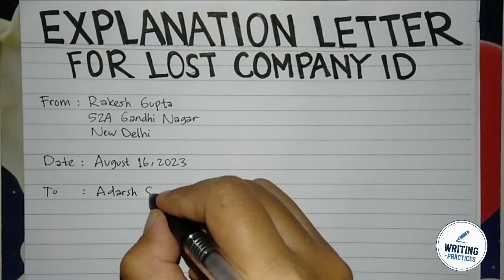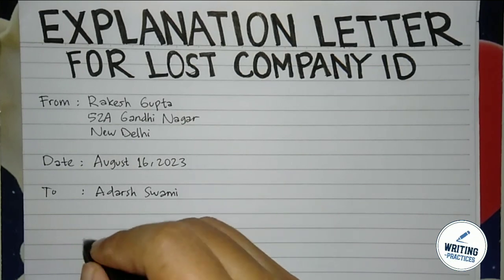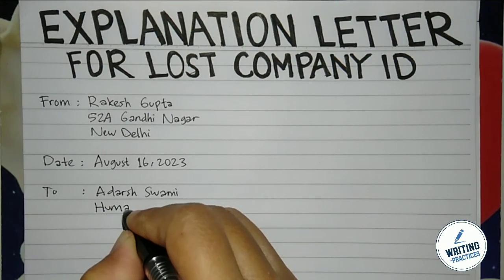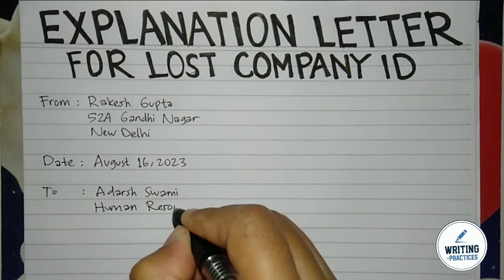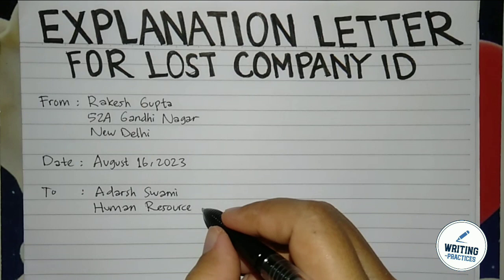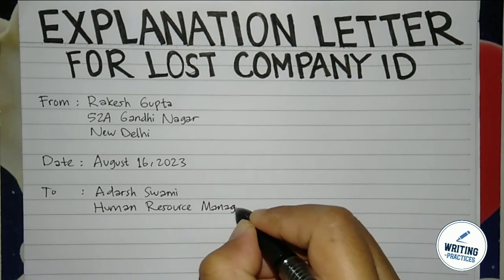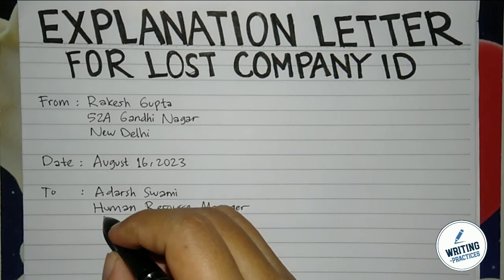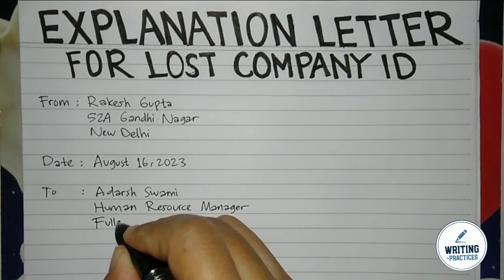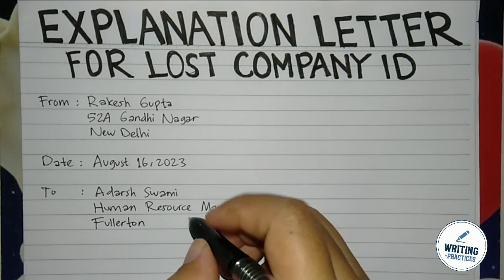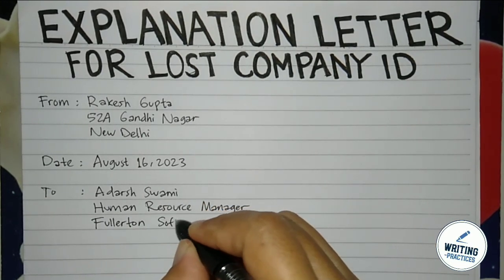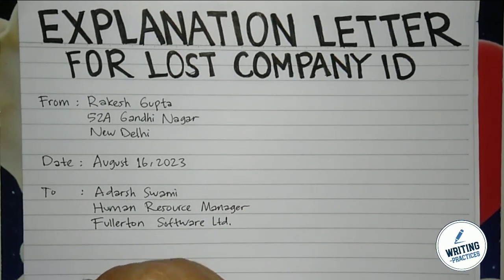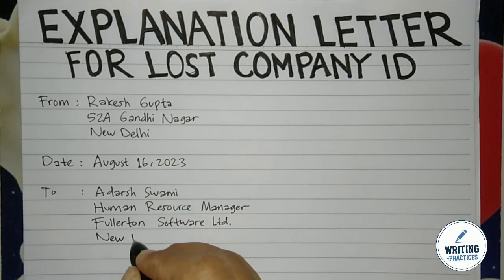Here, you must write the full name of the recipient. Under it, write the occupation in the organization or company. In this example, the letter is addressed to the Human Resource Manager. And then, write the name of the company or organization. Don't forget to write the address of the company.